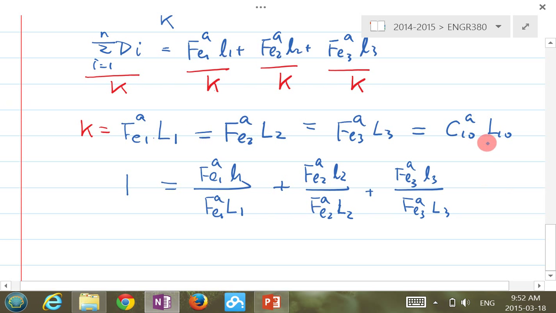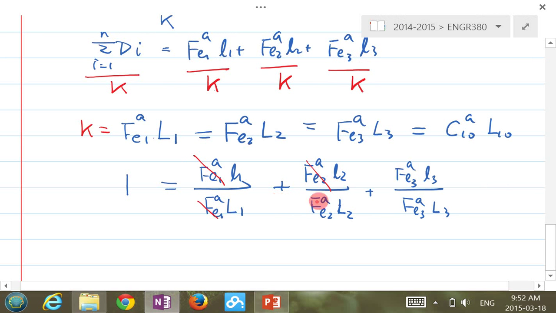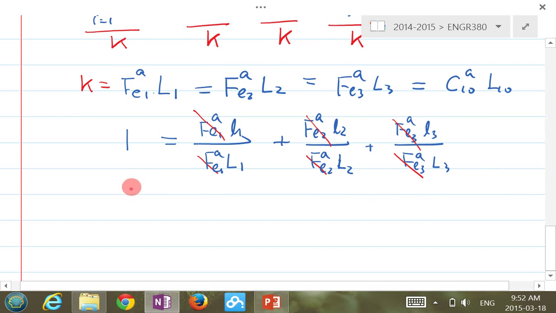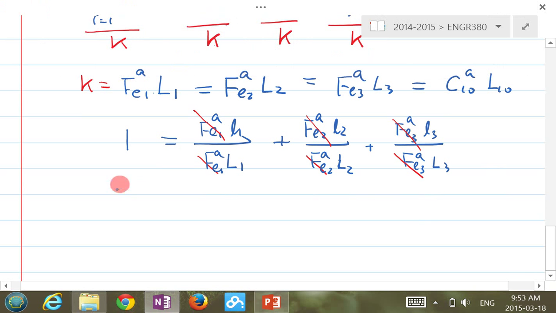So basically, you know this, you know this, you know this, and at the same time, you also know all the forces, or the loading. And actually, when you look at this, they cancel. They all cancel. So basically, you end up with L1 over capital L1, plus L2 over capital L2, plus L3 over capital L3, equal to 1.